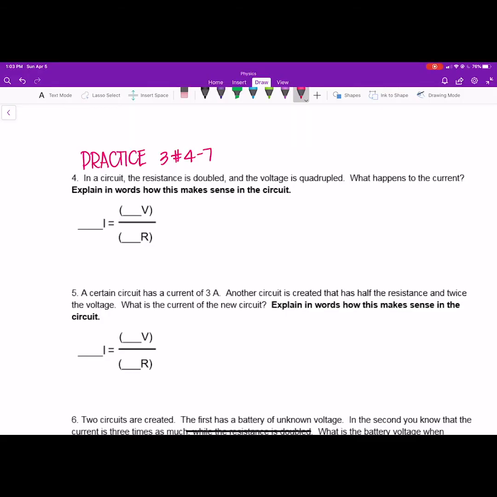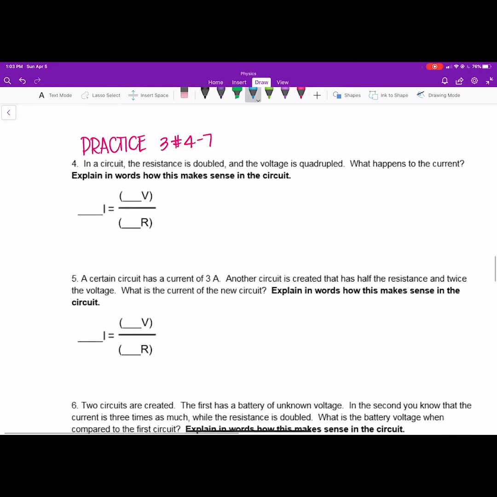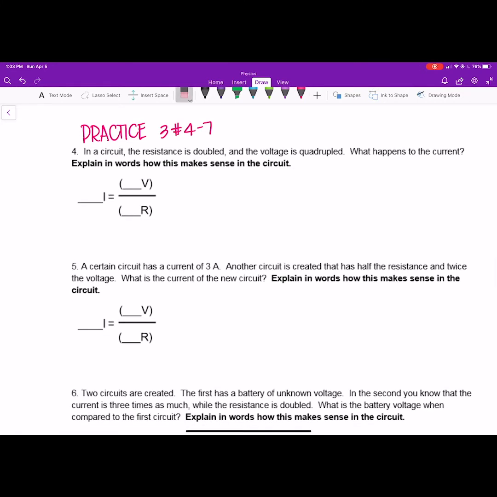Again, everybody, this is going to be practice 3, numbers 4 through 7, using Ohm's law. So we're going to be practicing the proportional reasoning part here. In a circuit, the resistance is doubled, and the voltage is quadrupled. What happens to the current? Mathematically, 4 divided by 2 is going to be twice, right? But let's go ahead and explain that in words.